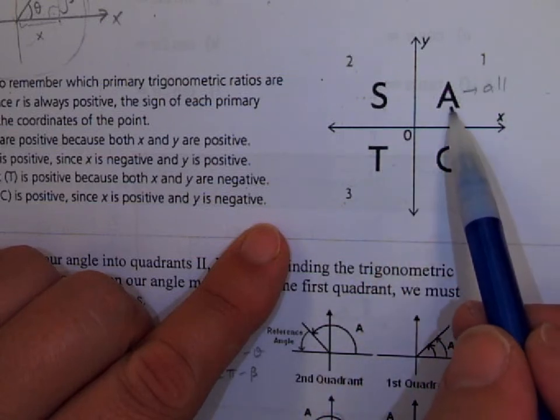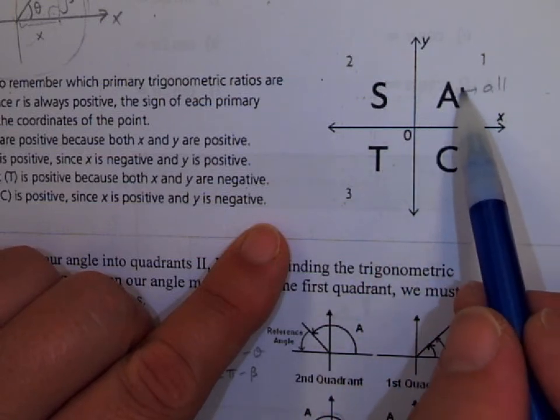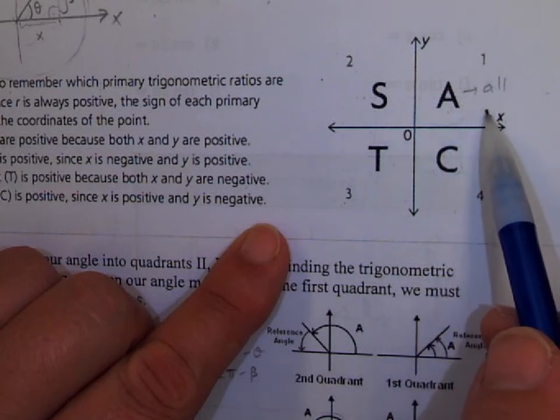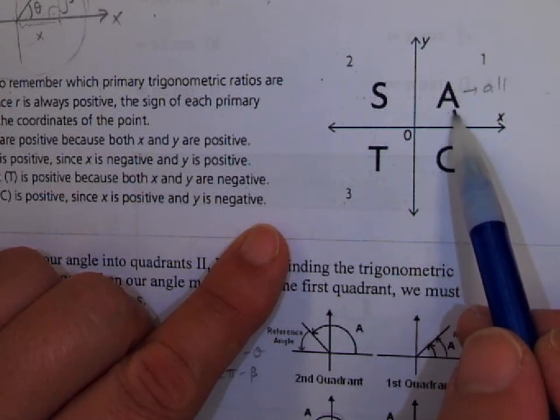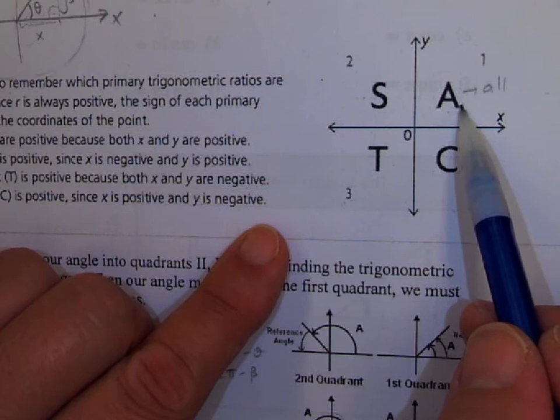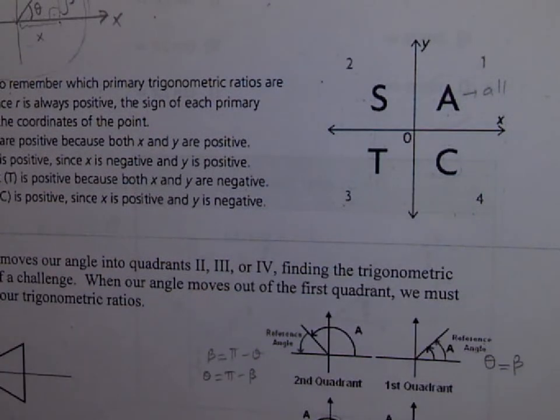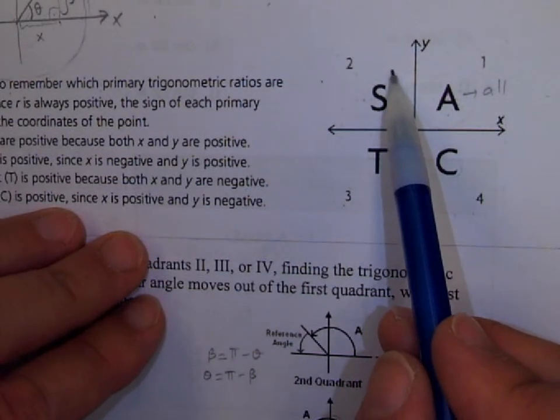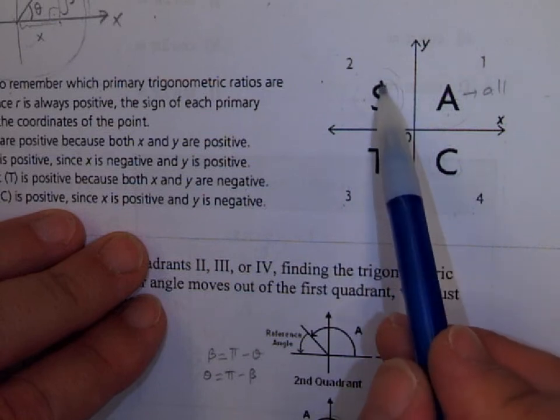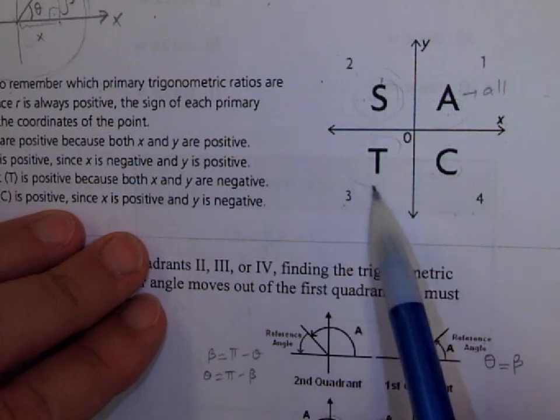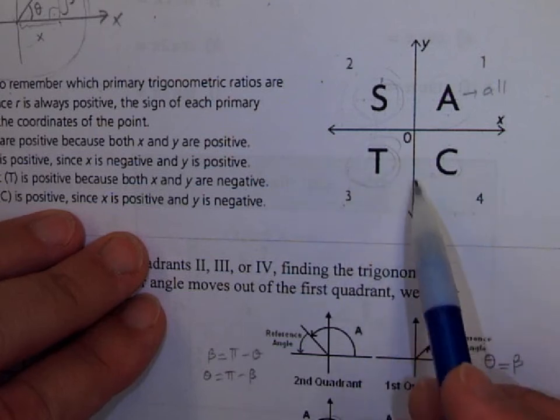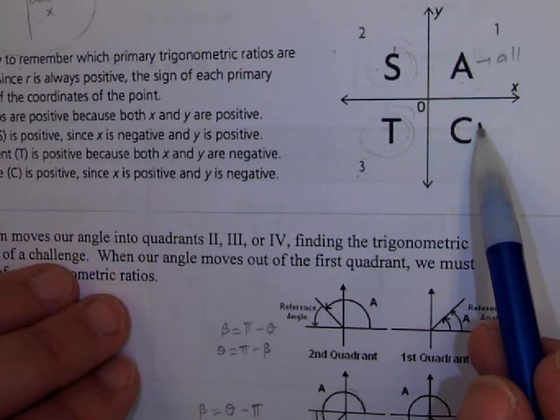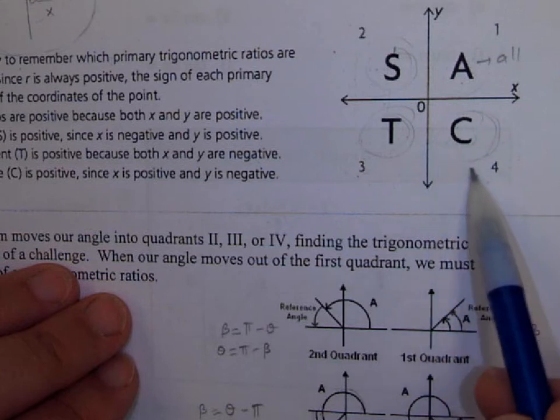In quadrant 1, A stands for all trigonometric ratios are positive. Those letters are telling you which ratios are positive in which quadrant. In quadrant 2, only sine is positive. In quadrant 3, only tangent is positive, and in quadrant 4, only cosine is positive.